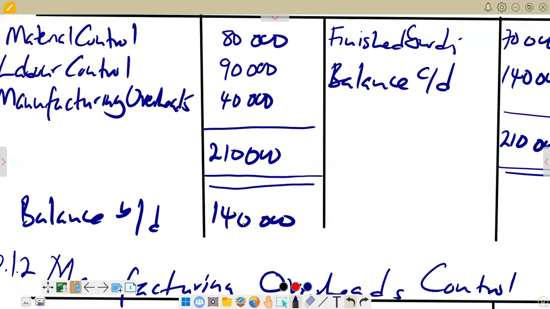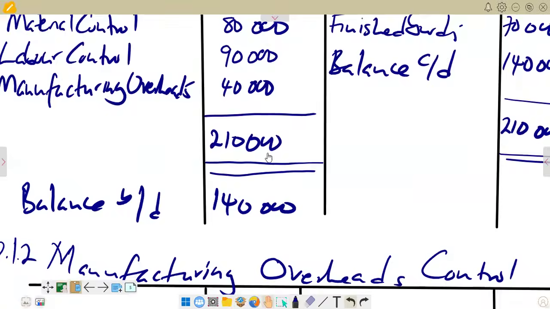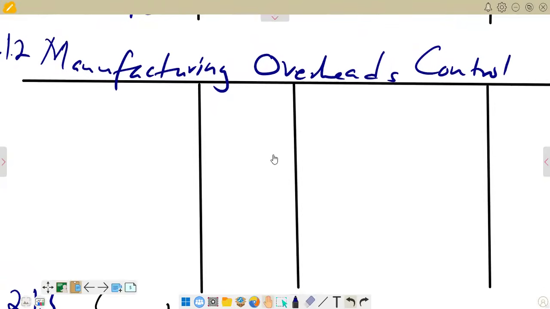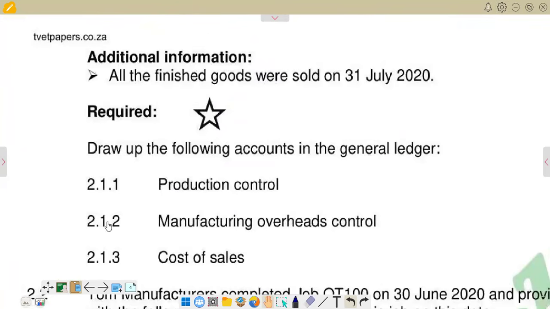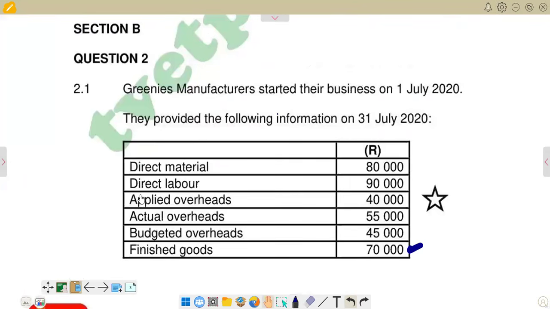So if you go to the next account that we have, we've got the manufacturing overheads control. For the manufacturing overheads control, we've got the figures that were given there of actual overheads and applied overheads. So this is the comparison that we are going to make between actual overheads and applied overheads. If you come here, you'd see that we have applied overheads 40,000 and actual overheads 55,000. So the actual overheads figure of 55,000 is going to come on the debit side of the manufacturing overheads control.